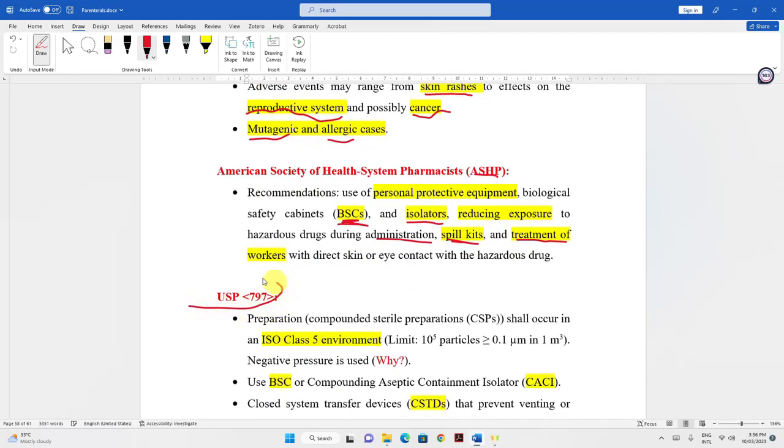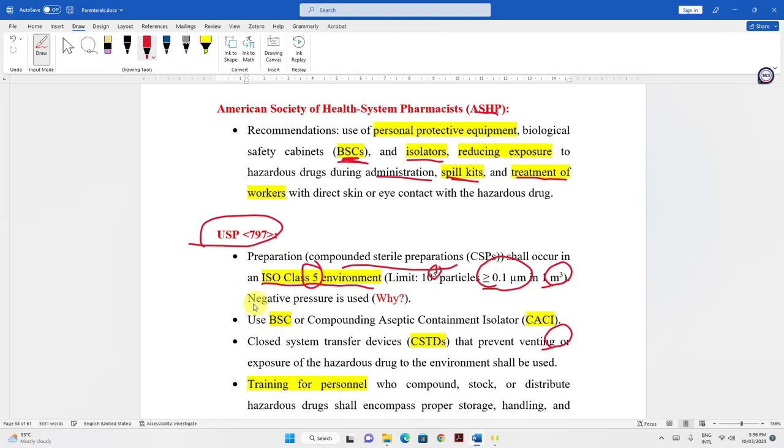The enforceable one is the United States Pharmacopoeia 797, and their recommendation for compounded sterile preparations, CSPs, is that you should use a class 5 environment. ISO class 5 environment means class 5 and 10 to the power of 5. There should not be more than 10 to the power of 5 particles that have the size of 0.1 micrometer in 1 cubic meter.